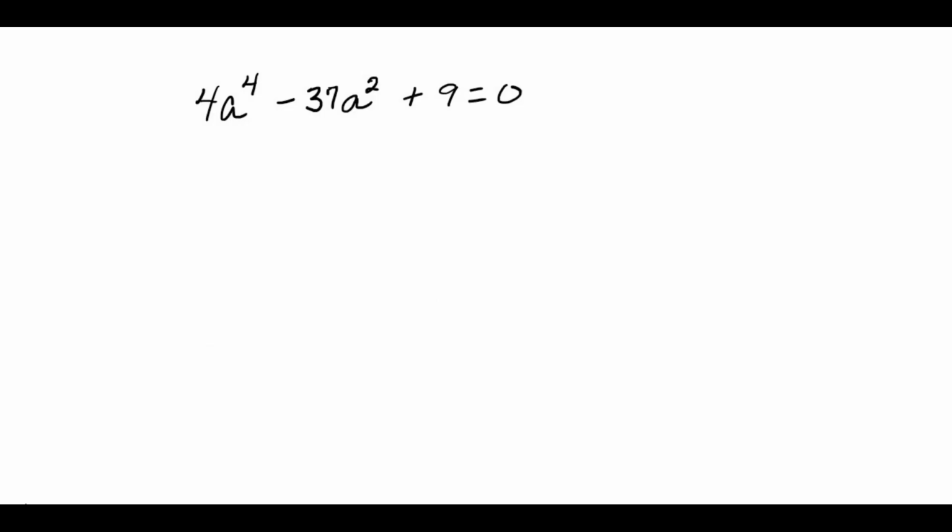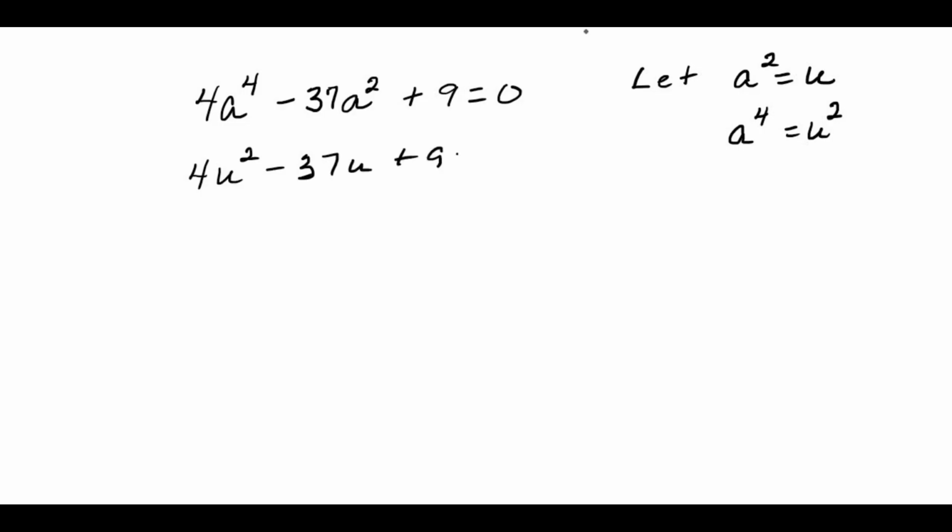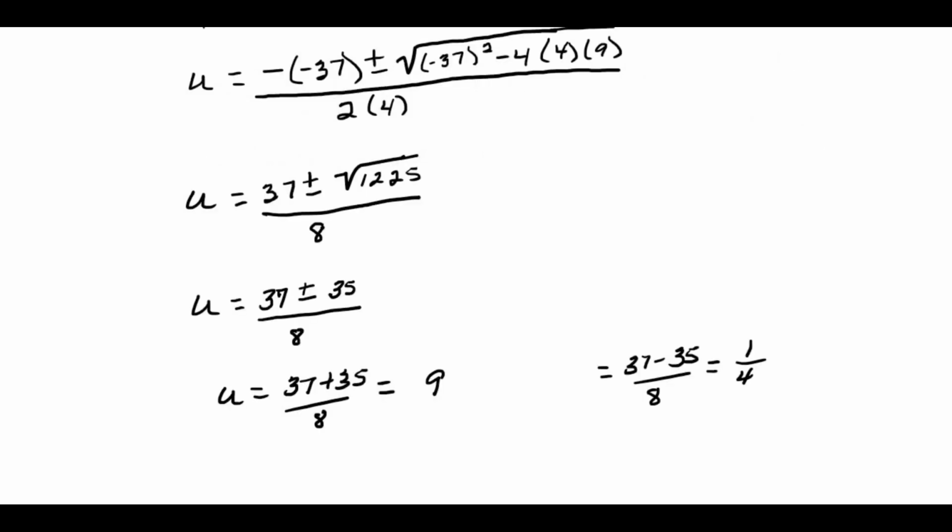In this example, I'm going to use substitution. I'm going to let a squared equal u. So when I square both sides of this equation, a squared squared is a to the 4th, and that is equal to u squared. So when I substitute this in, I have 4u squared minus 37u plus 9 is equal to 0. From there, I'm going to use the quadratic formula. So I get u to equal 9, or u to equal 1/4.